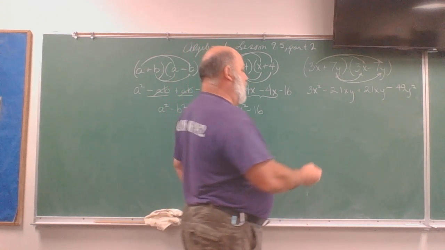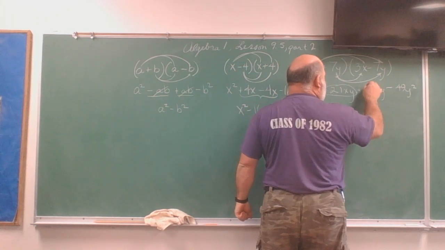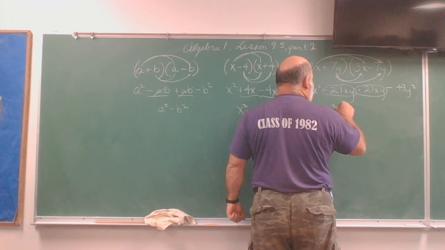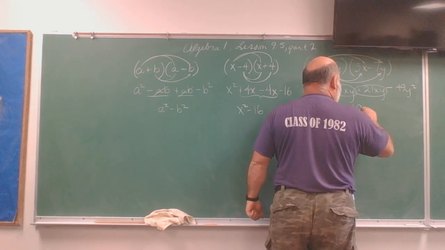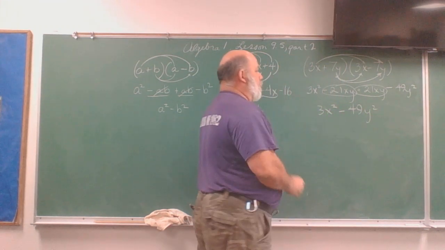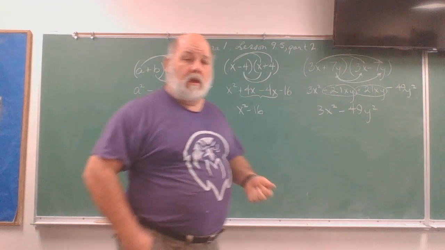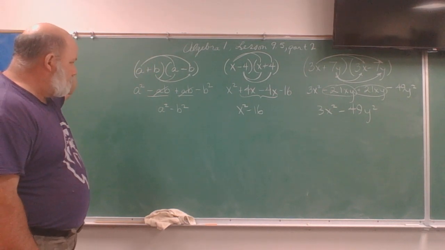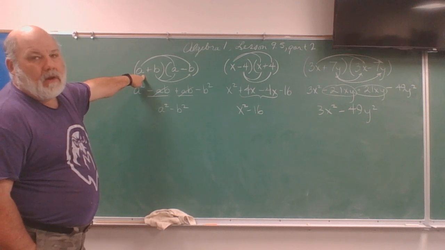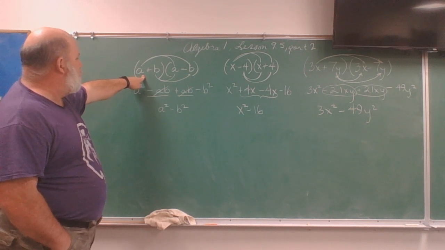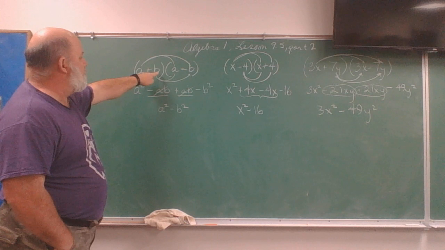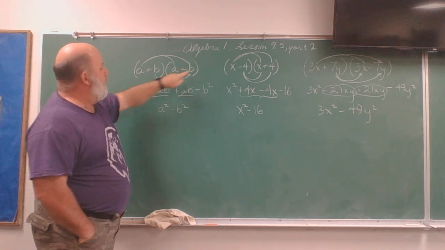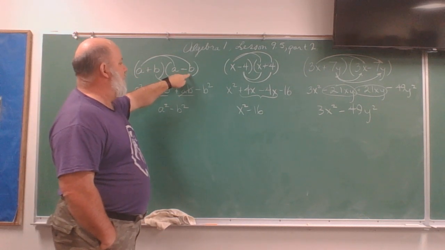We combine where we can. Again, these middle terms, a positive 21xy and a negative 21xy, give me 0, and they eliminate. I don't know if you've noticed this, but we have a pattern. First of all, a pattern in the problems. Each of them has a number plus another number, and the same number minus the number. A plus b, a minus b.